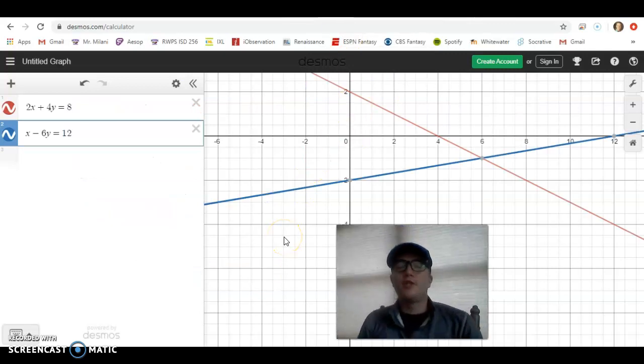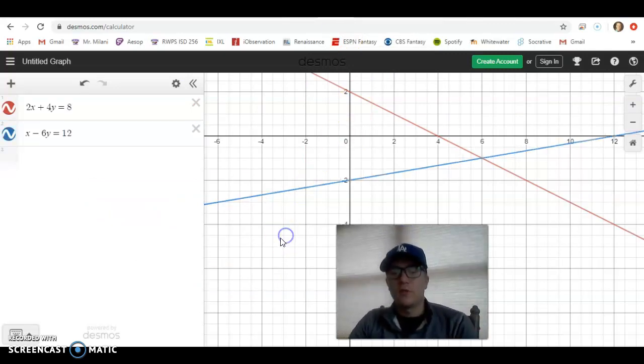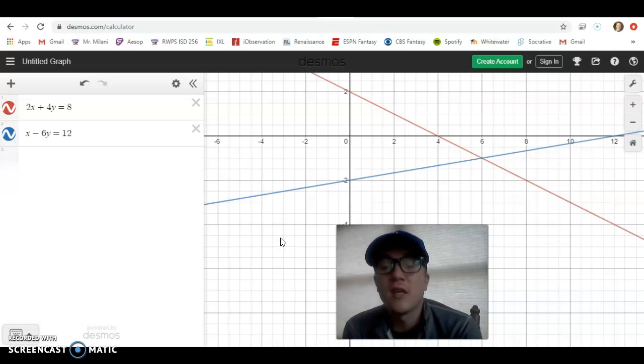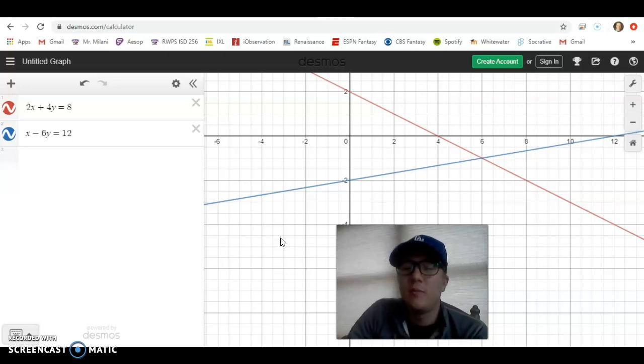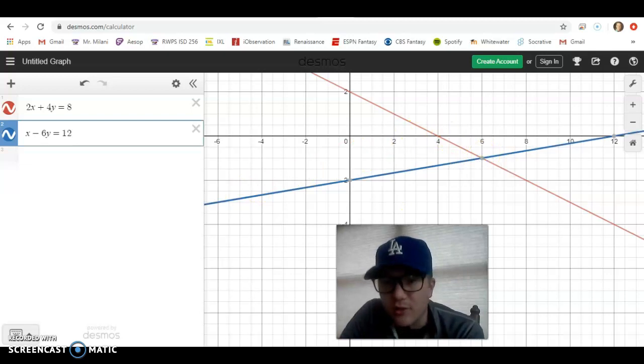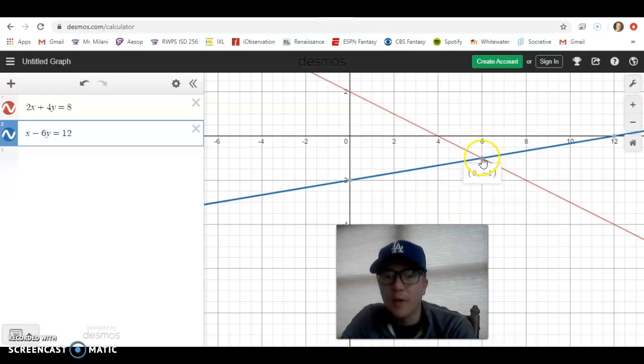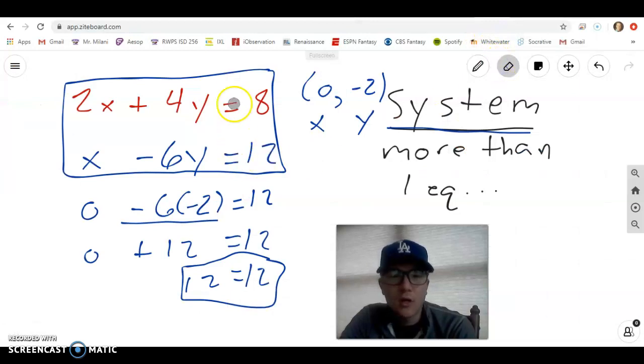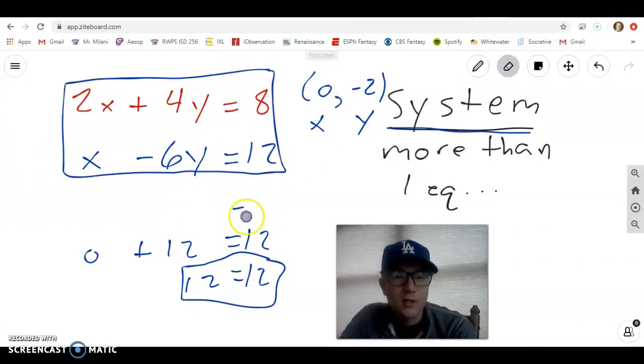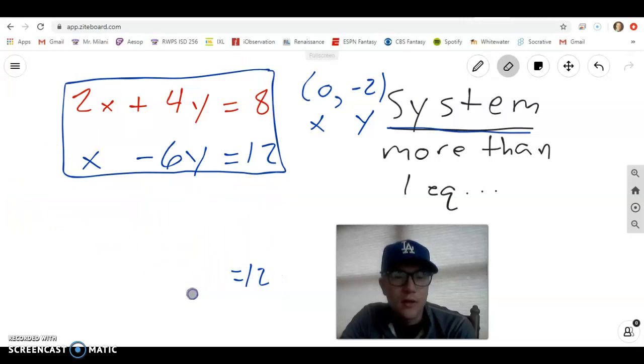Well, visually, what's the one point that you think would work for both of these equations? In other words, what's the one point that is on both of these lines? It's going to be where they intersect, right here. So that ordered pair of 6, -1 is going to work for both of these lines. So let me just show you, and then the rest of this is going to be pretty visual.